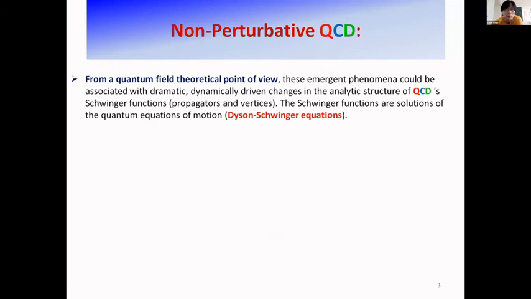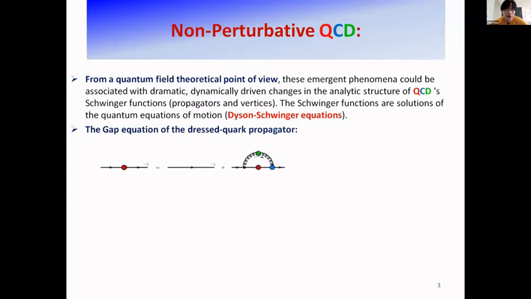From a quantum field theory point of view, these emergent phenomena could be associated with dramatic dynamically driven changes in the analytic structure of QCD's Schwinger functions, which include the propagators and the vertices. The Schwinger functions are the solutions of the quantum equations of motion, the Dyson-Schwinger equations. From my point of view, the most important Dyson-Schwinger equation is the gap equation of the dressed quark propagator.